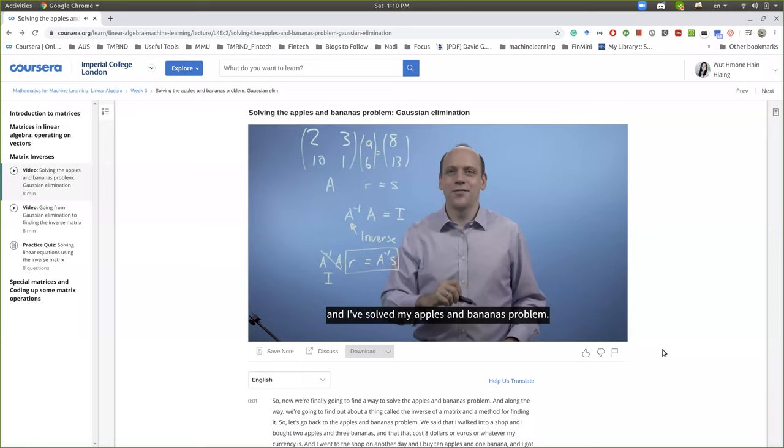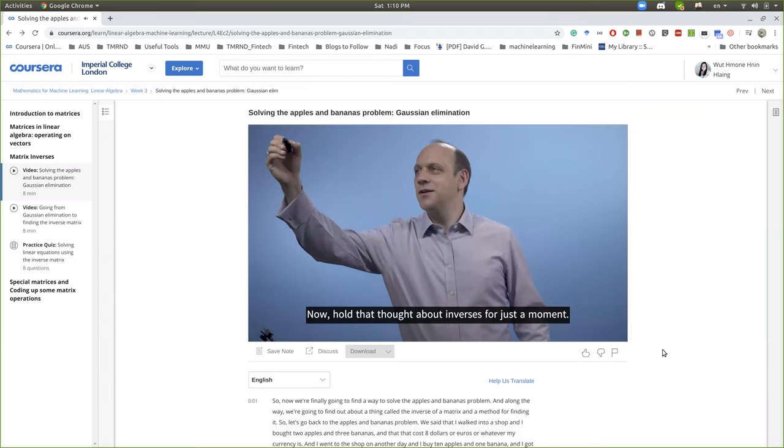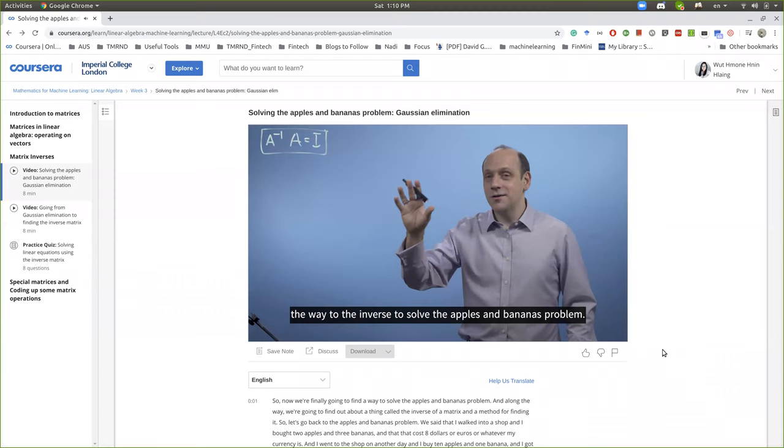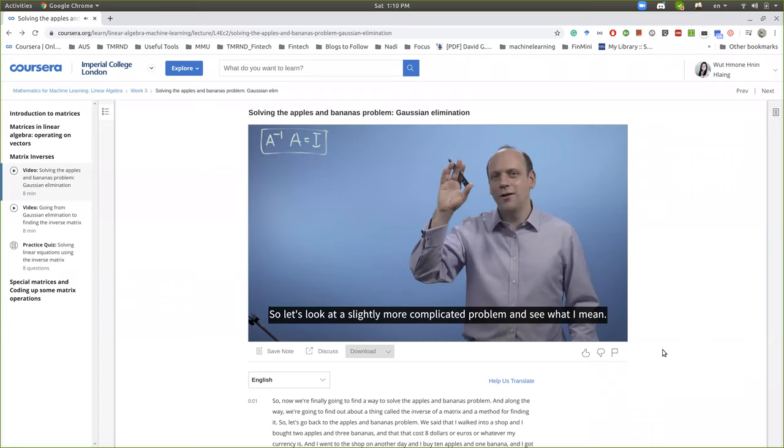Hold that thought about inverses for just a moment. So we said the inverse of A times A is the identity matrix. We'll just park that up there for a moment. Now, I don't actually have to go all the way to the inverse to solve the apples and bananas problem. I can do it just by substitutions. So let's look at a slightly more complicated problem and see what I mean.